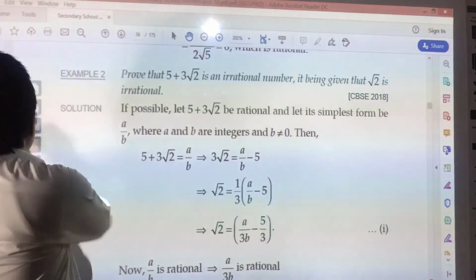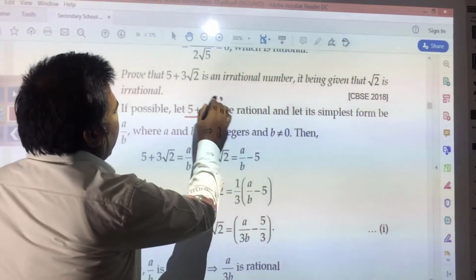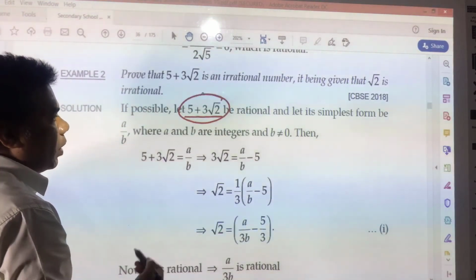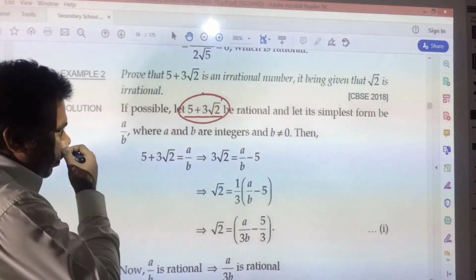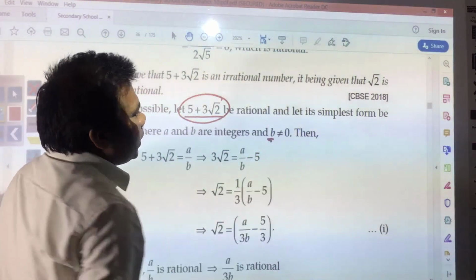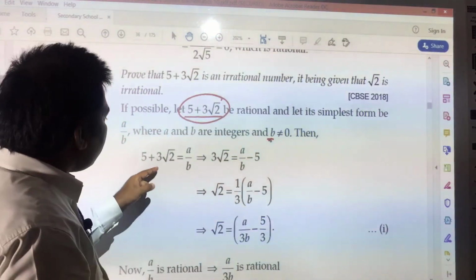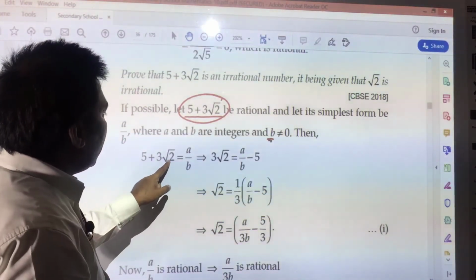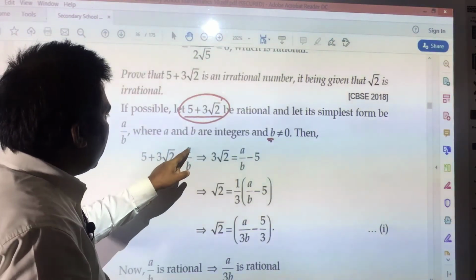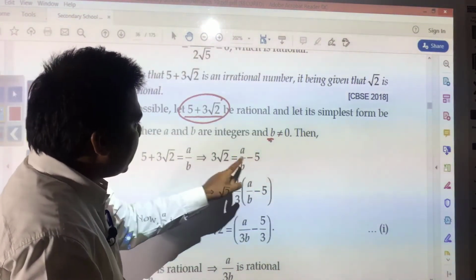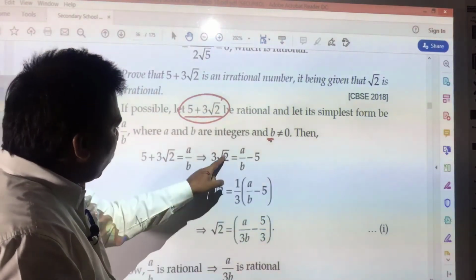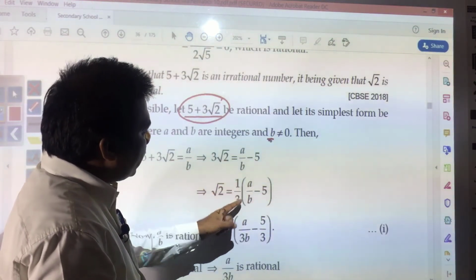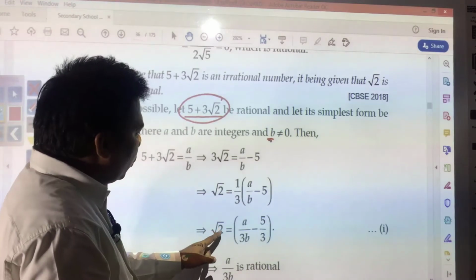Suppose this is a rational number, and if it is rational, it can be expressed in the form of a by b or p by q or m by n, whatever you assume, where the denominator, here kept as b, must not be equal to 0. So, 5 plus 3 root 2 is equal to a by b, and that implies 3 root 2 is equal to a by b minus 5, taking 5 to the right side. Now, root 2 is equal to what? Taking 3 to the right side, it will be 1 by 3 into a by b minus 5, and root 2 will be this.